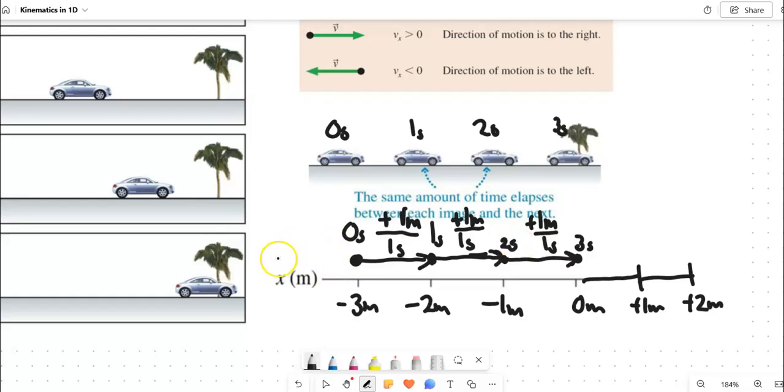I don't know what was happening prior to the 1 second. I would assume there was also a positive 1 meter over that period of 1 second at the 0 second mark. But what we know for sure is that it moved to the right positive 1 meter over 1 second again and again. So it had a constant velocity. These represent the instantaneous velocities.